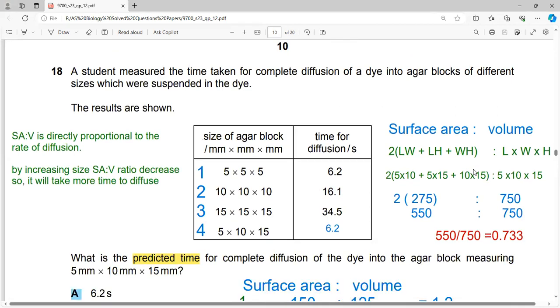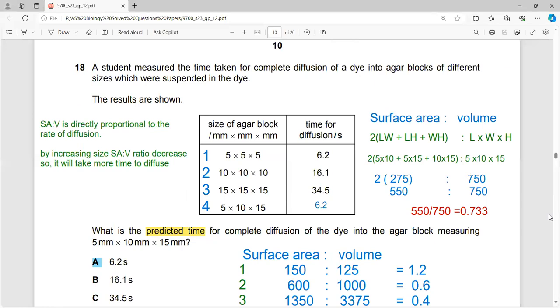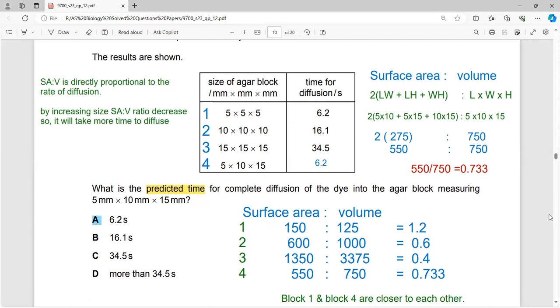We're going to proceed to the next question here, and many calculations are involved in this question. A student measures the time taken for complete diffusion of a dye into agar blocks of different sizes, which were suspended in the dye. So we have different sizes of agar block, and we suspend them in the dye, and we observe the time, how long it took to complete diffusion of the dye in the agar block. So we got the timing and the size of the agar block, and these are given there.